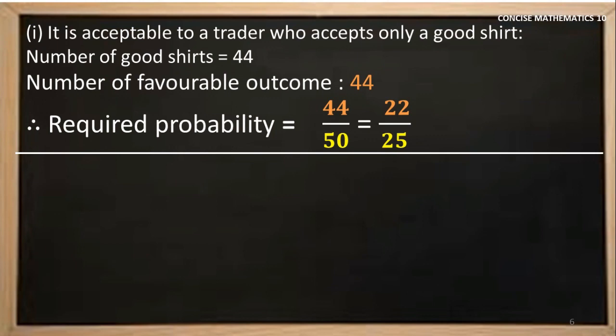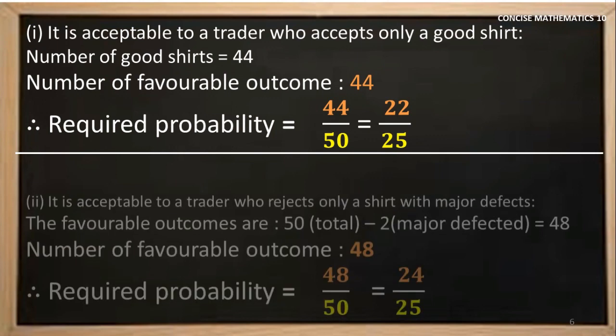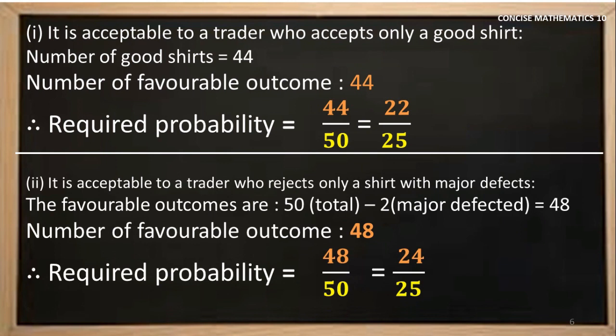which is equal to 22 by 25. And the second sub question says that it is acceptable to a trader who rejects only a shirt with major defects. See there, in the first sub question they told what he is going to choose. He said he is going to choose good shirts. So we took good shirts as 44. In the second sub question they are saying that he is going to reject the major defect shirts. That means what? Out of 50 there are only 2 shirts with major defects. If 2 shirts are removed, then the total number of shirts remaining is 48. He can accept a shirt out of 48.